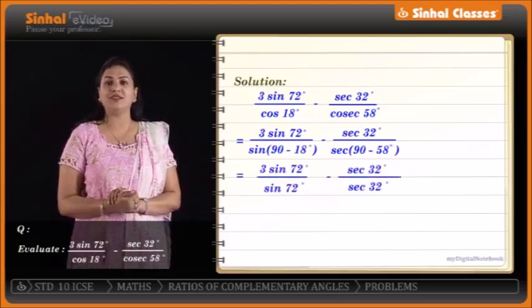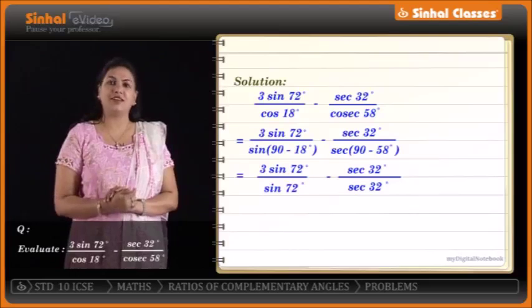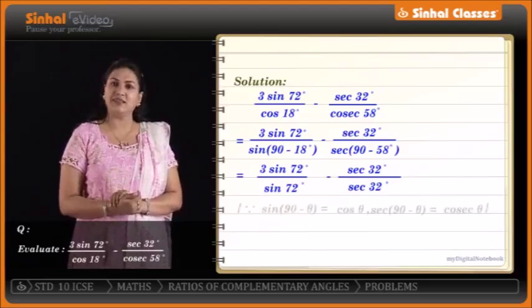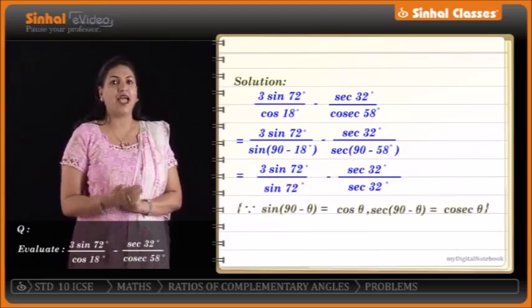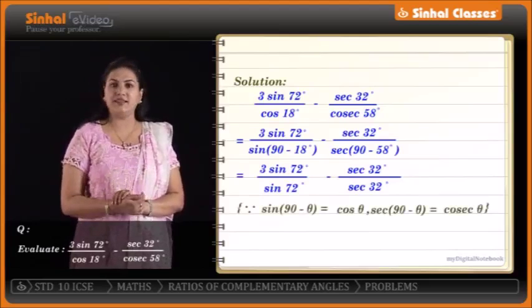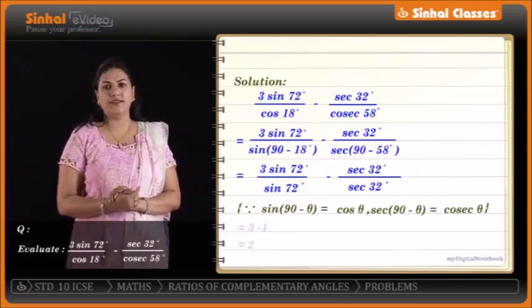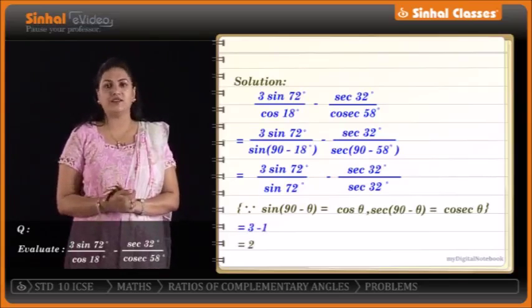Why could we do this? Because of the ratios formula. We have sin 90 minus theta is cos theta and sec 90 minus theta is cosec theta. This can be simplified to get 3 minus 1, which is 2. So we have found the value of this expression as 2.